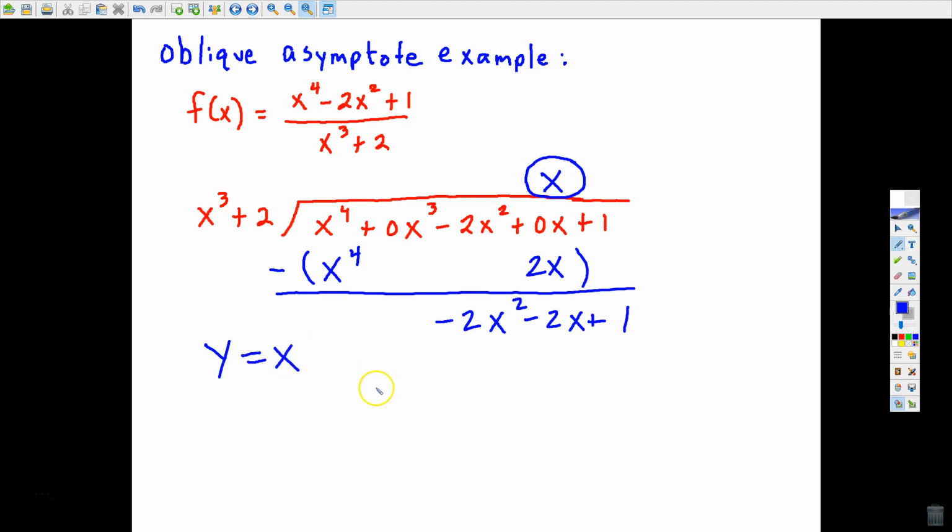What's that look like? On my parabola graphs. Okay, y equals x. That's one of your parents, and it goes through the origin. Pretend it went through the origin. It's like that. So, long division helps us find the oblique asymptote, and I hope you understand when we have one.